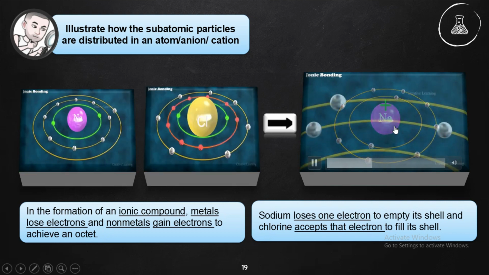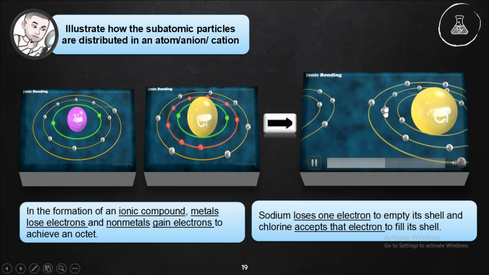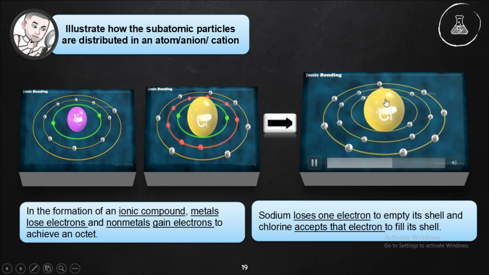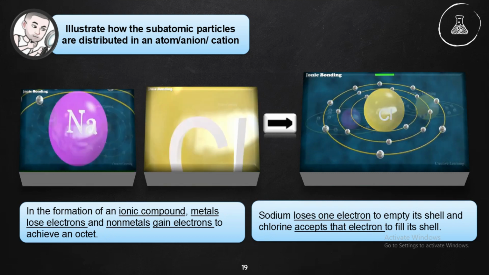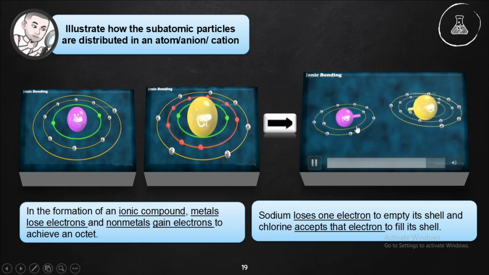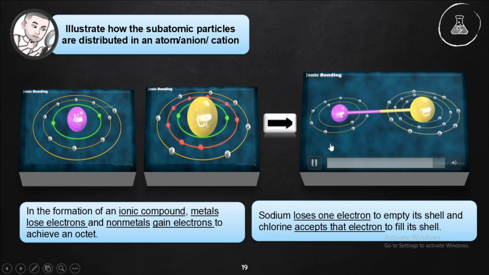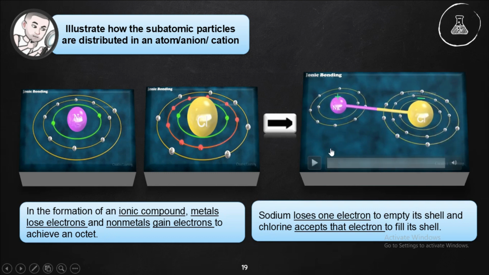Si chlorine naman, ang mangyari sa kanya ay mag-gain siya or makakakuha siya ng isang electron na galing kay sodium. Kaya si chlorine dito ay magiging negatively charged chlorine ion or what we call anion. So ganito yung nangyayari sa mga electrons kapag sila ay nadidistribute from one atom to another atom. Ang tawag dito is ionic bonding.